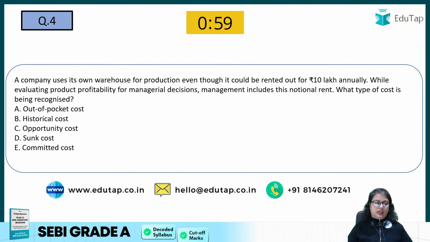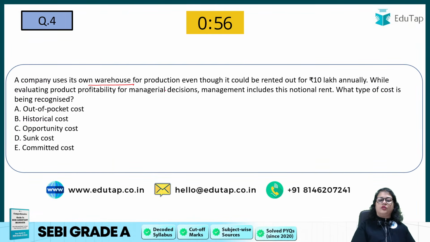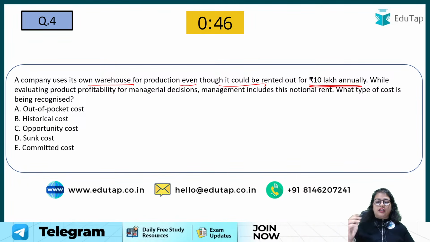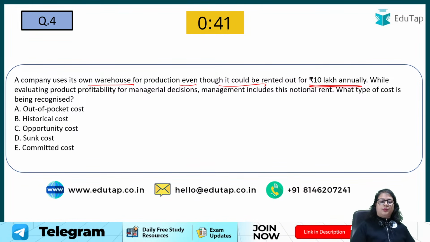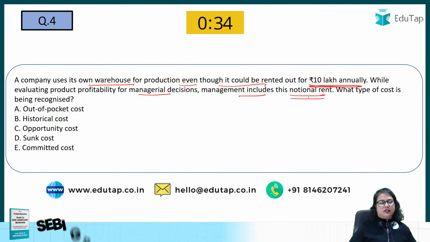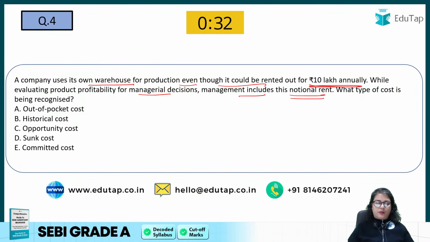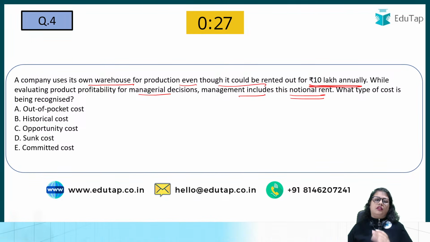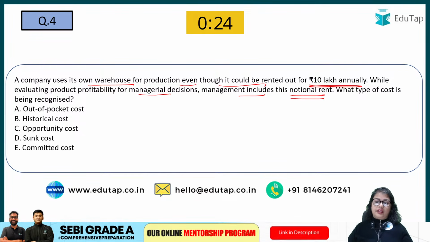Question number 4. A company uses its own warehouse for production even though it could be rented out for 10 lakh annually. So they are using their own warehouse for the production, but it could have been rented out for 10 lakh rupees annually. While evaluating the product profitability for managerial decisions, management includes this notional rent. So basically for the decision making, it includes this notional rent, which is not paid out of the pocket, but yes, if we had not been using the warehouse, then we would have been earning 10 lakh rupees.